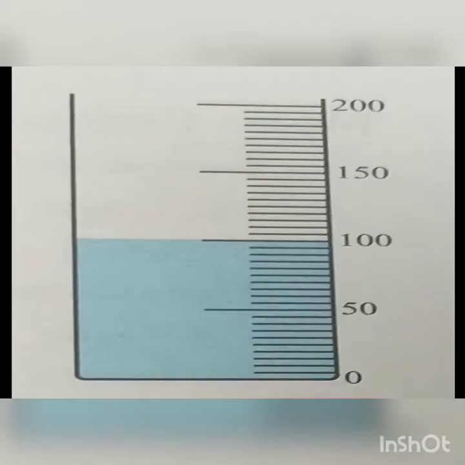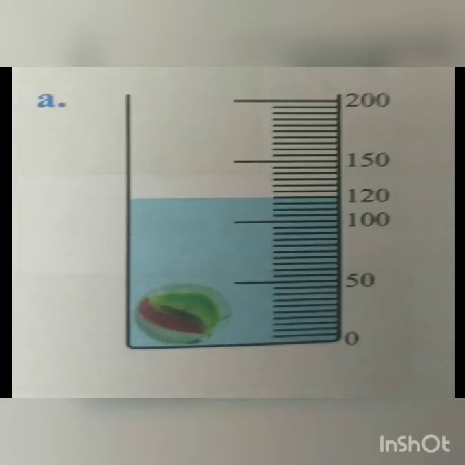First one, the water level at first I was having is 100 ml. Now I am going to first drop a solid. Here I have dropped a solid. I think it is a small ball. Anyway, the picture is not clear. It's a question from your textbook. First I thought maybe watermelon, but I think it's not. I don't know what it is. Anyway, I'm considering it as a solid.